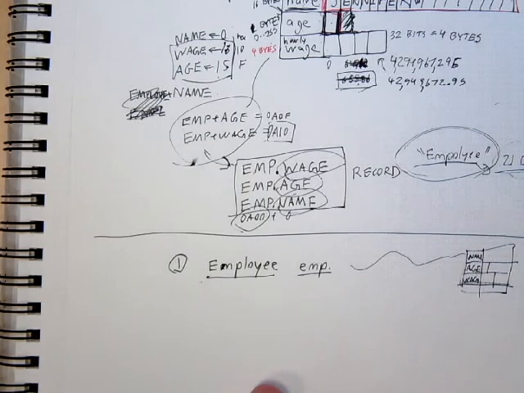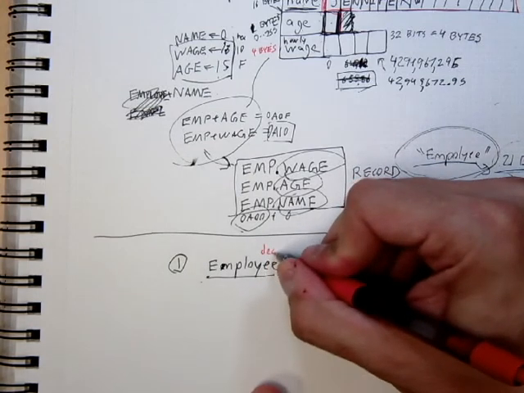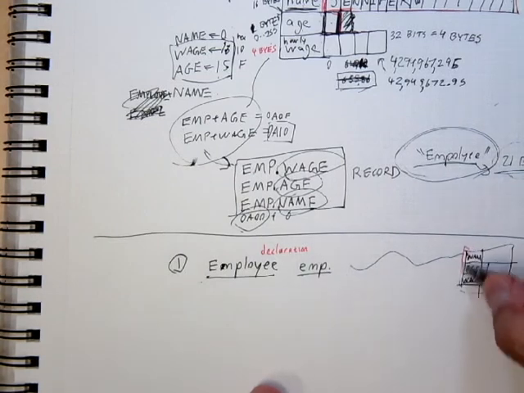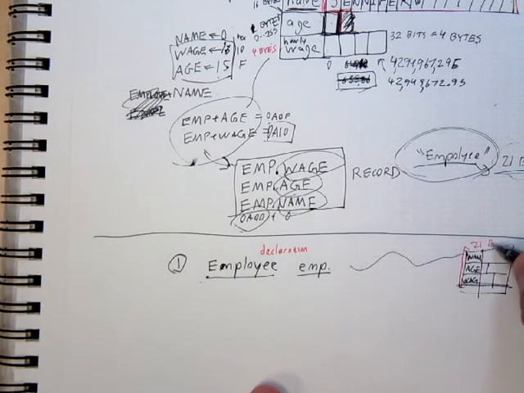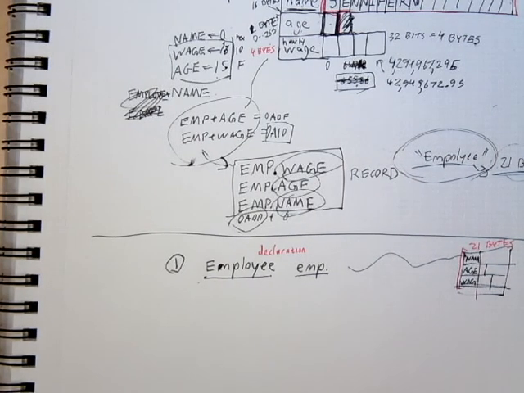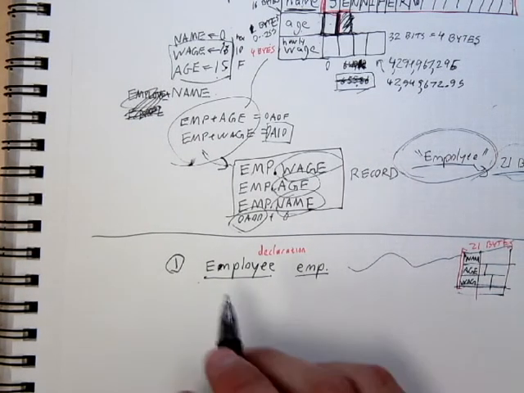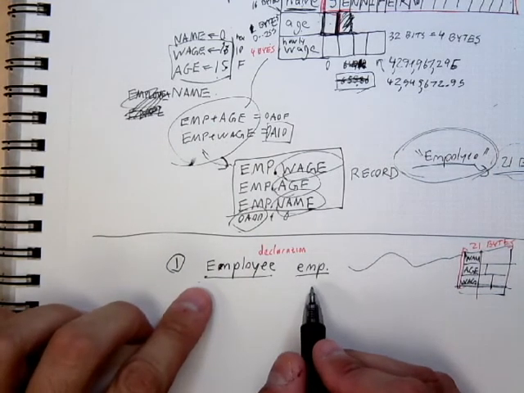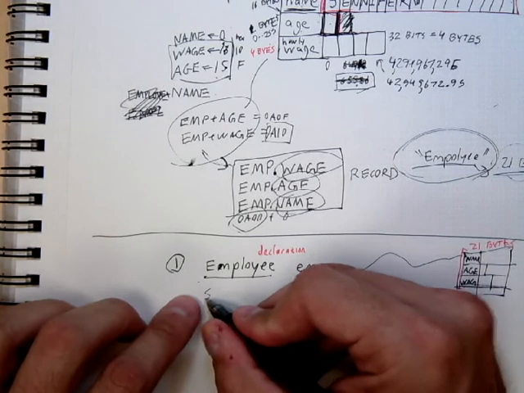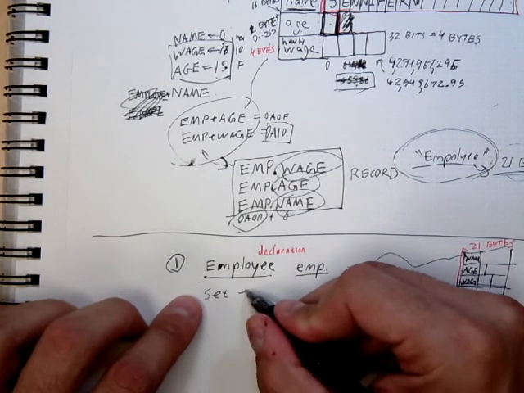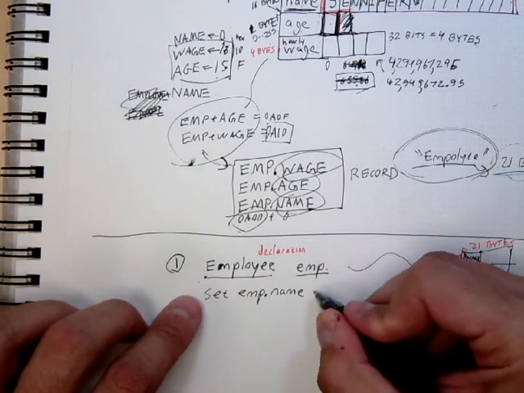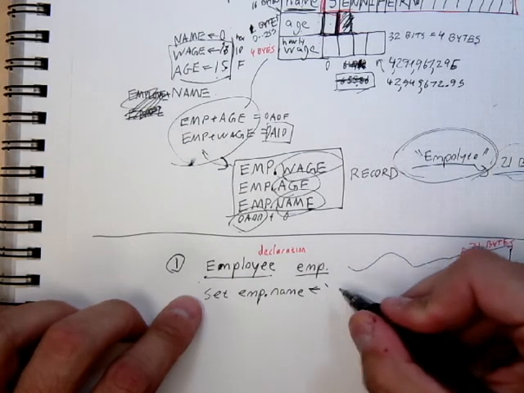This is called a declaration. And what it means is reserve 21 bytes. That's all it really means. Reserve 21 bytes. And at least at this point, that's all it means. So now I can begin to manipulate this employee. So I could say something like in pseudocode, set emp.name to, and I'll just use the string Joe.